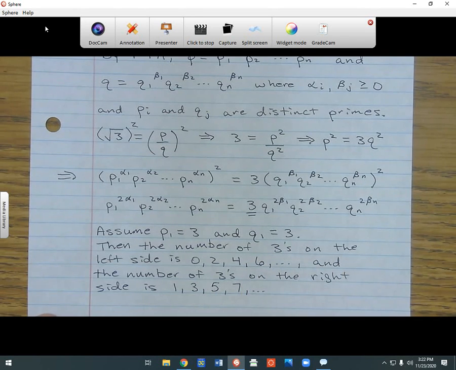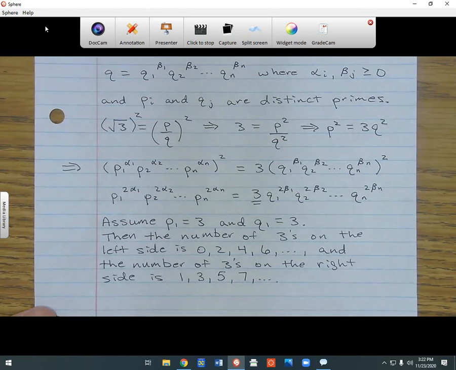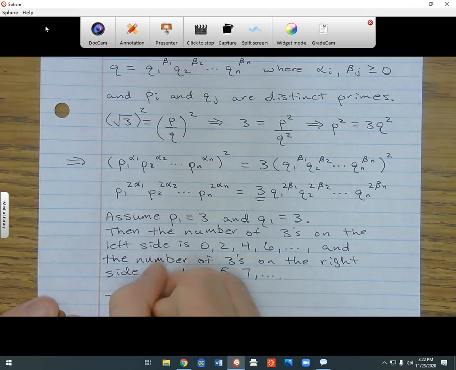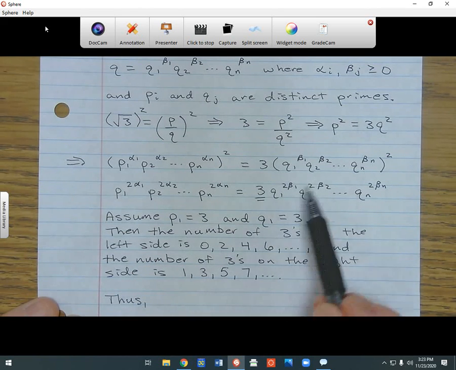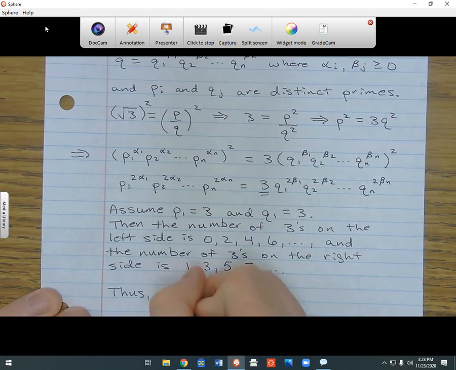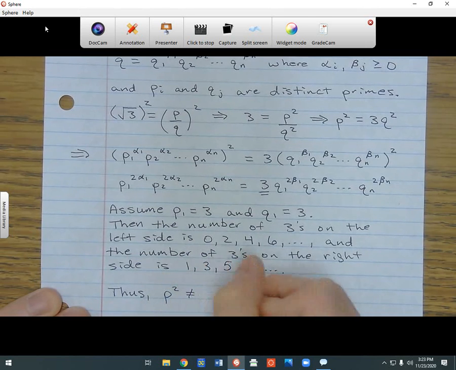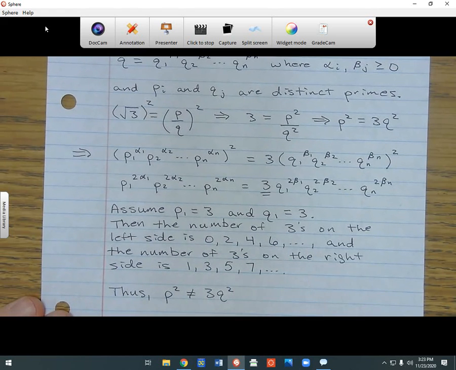So the number of 3's on the left side is always going to be different from the number of 3's on the right side. Thus, these two sides cannot be equal, right? So we started off by assuming that p squared is equal to 3q squared, but that is not true. These two sides cannot be equal because there's a mismatch, right, on the number of 3's that show up. So this is a contradiction.